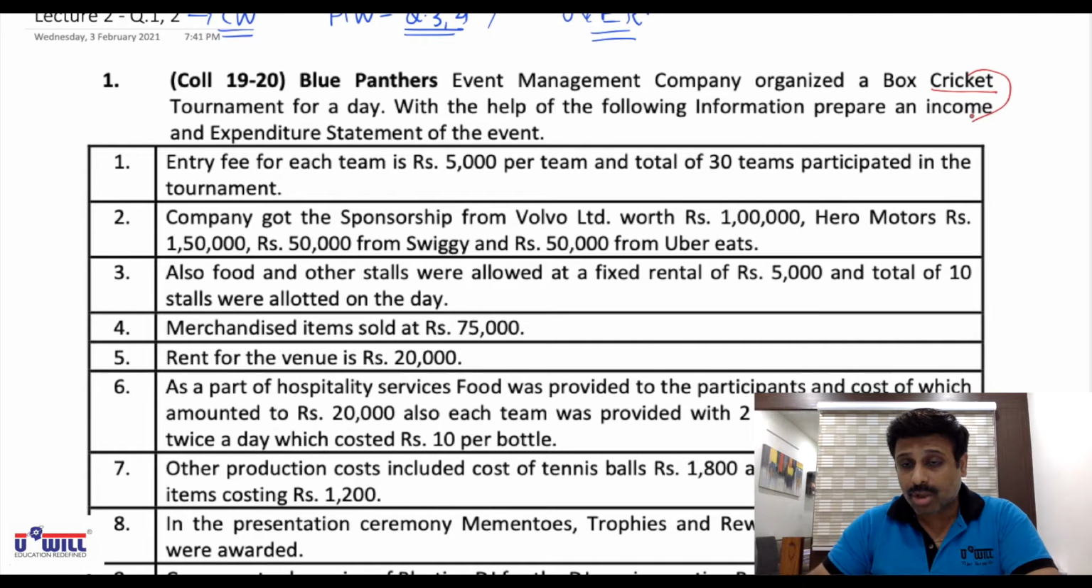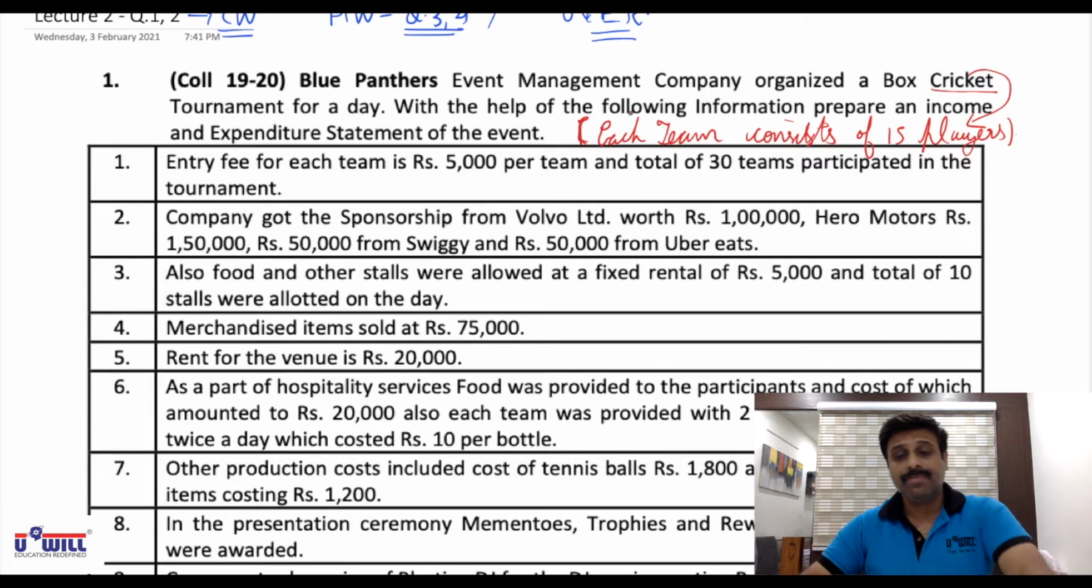Now here it must also be mentioned in the question that each team of cricket consists of 15 members. All of you write down this. Each team consists of 15 members or 15 players. Okay, each team consists of 15 players. This must be given in the question as an additional information.